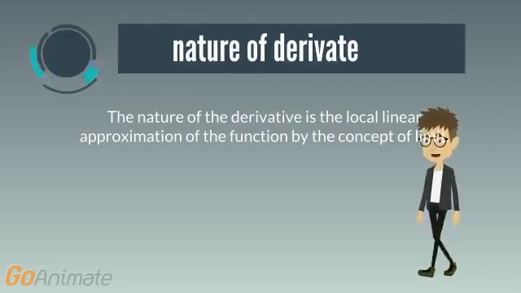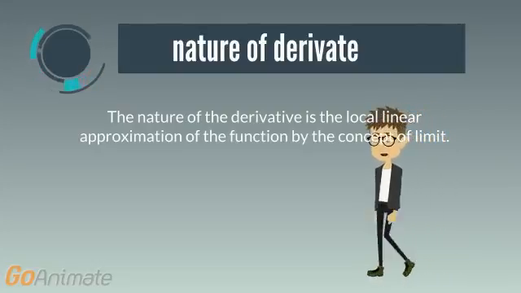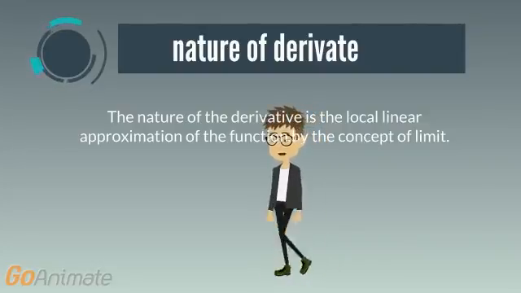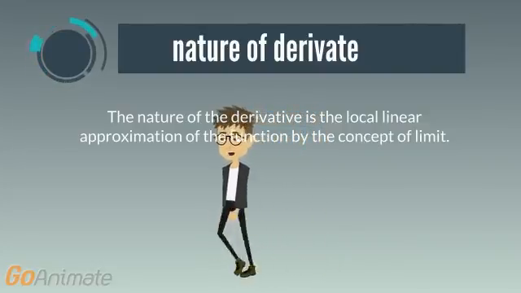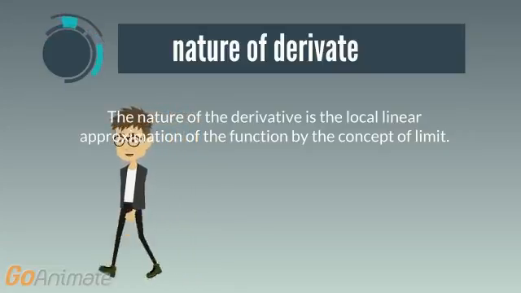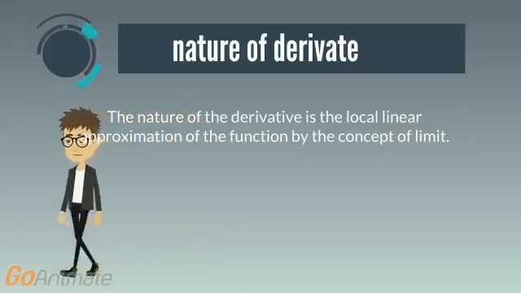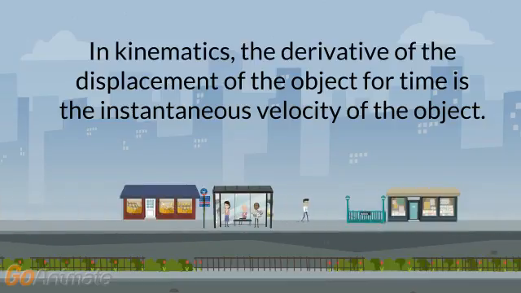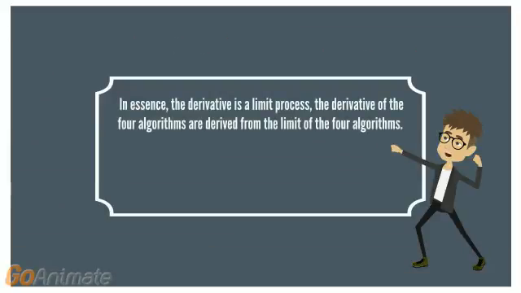The nature of derivative is local linear approximation of the function, realized by the concept of limit. Not all functions have a derivative, and a function does not necessarily have a derivative at all points. For example, in kinematics, the derivative of the displacement of the object with respect to time is the instantaneous velocity of the object. In essence, the derivative is a limit process.